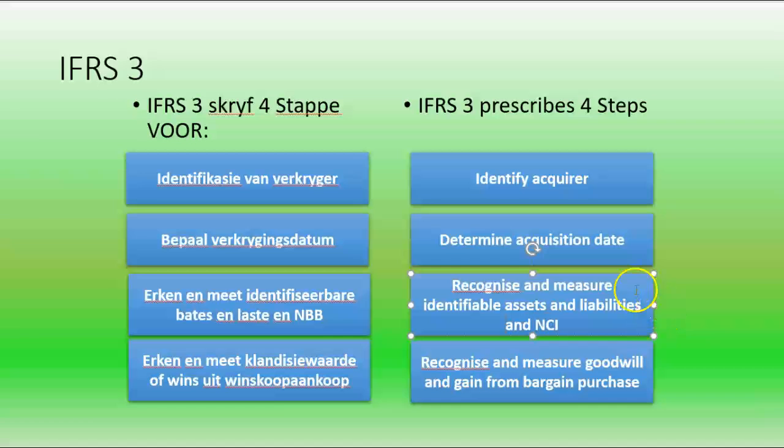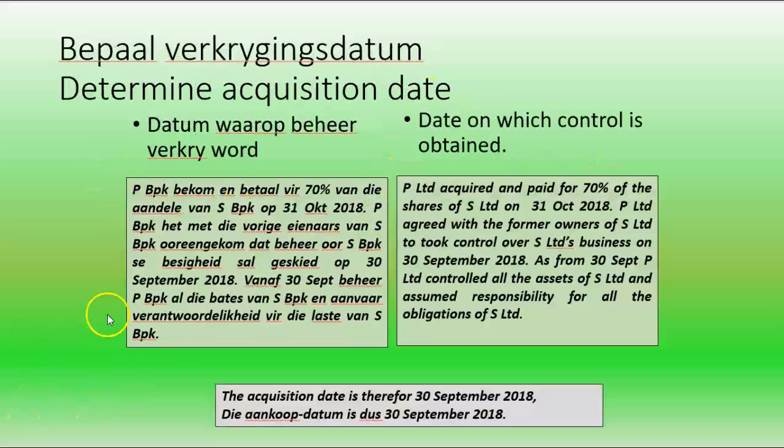And that I will then compare with the amount that I've paid for this investment. So that will then determine what is the goodwill or the gain from bargain purchase, which I have to identify and recognize in my statements. So number one, they said we have to identify the acquirer. Now who's that? That is the party that's going to gain control over another party. Who's making the investment is going to get control.